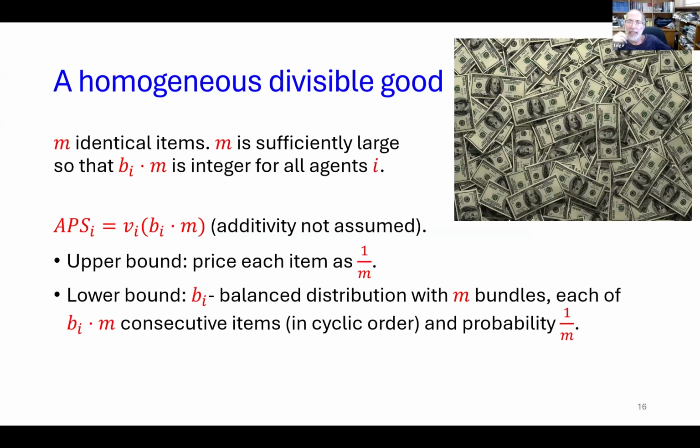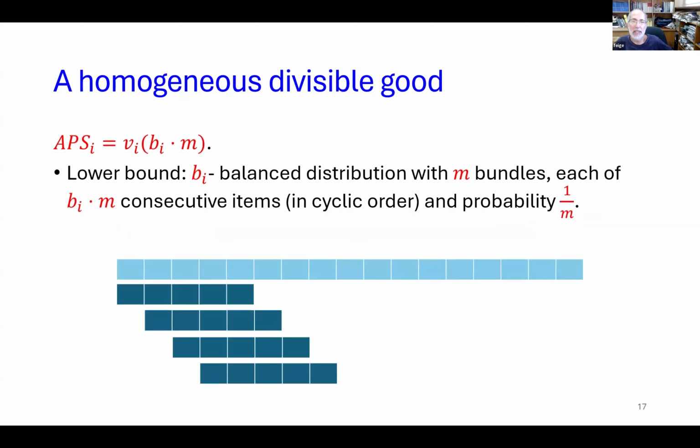So how do we see that this is an upper bound on the APS? You can price each one of the items at 1/m, and she can afford to buy only b_i times m items. So it's not larger than that. And how do we see that it's not smaller than that? For that, we go to the alternative definition through the b_i-balanced distribution. So suppose, let's say that b_i times m is 5. Maybe she's entitled to 5 items.